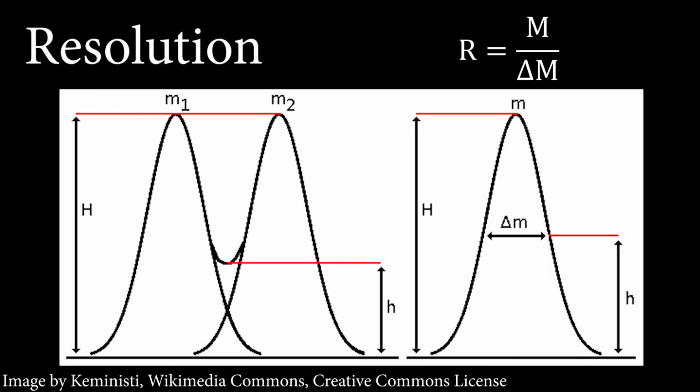So resolution in mass spectrometry, the calculation is going to be very simple. We're just going to say it's going to be the mass, so it's the x-coordinate of the peak, over the delta m. And we're typically going to define the delta m as the full width half max, or the width halfway up the peak.